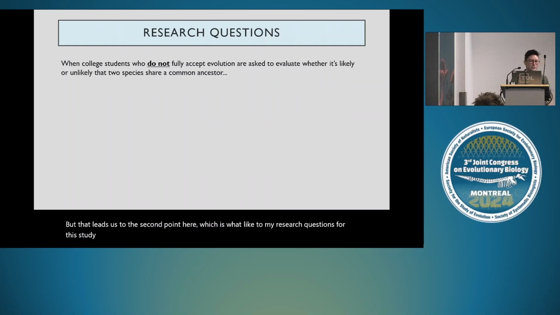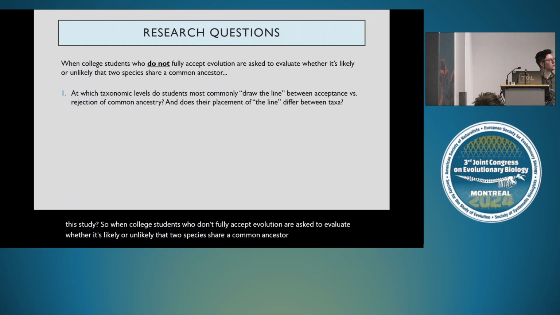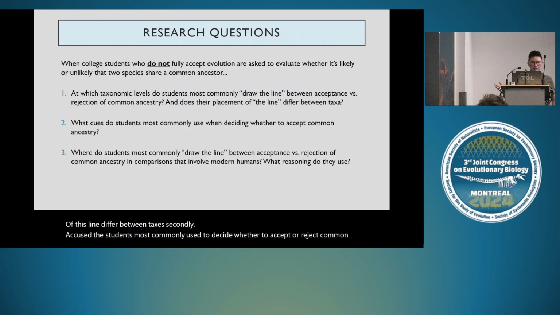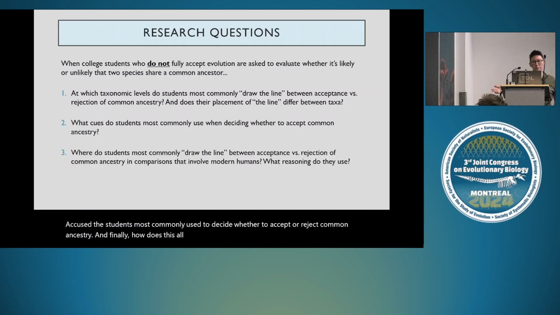So, when college students who don't fully accept evolution are asked to evaluate whether it's likely or unlikely that 2 species share a common ancestor, first, at what taxonomic levels do they most commonly draw the line between acceptance and rejection, and does their placement of this line differ between taxa? Secondly, what cues do students most commonly use to decide whether to accept or reject common ancestry? And finally, how does this all look when modern humans are one of the species being considered?